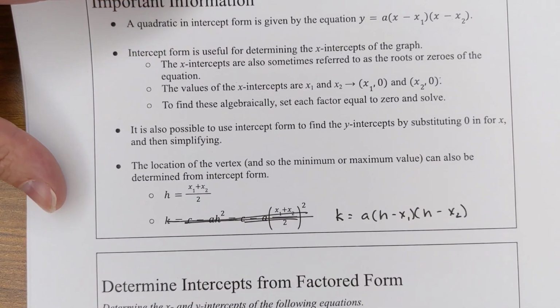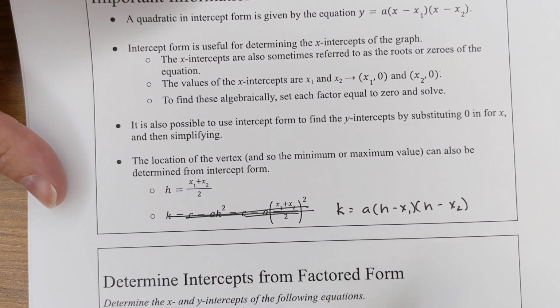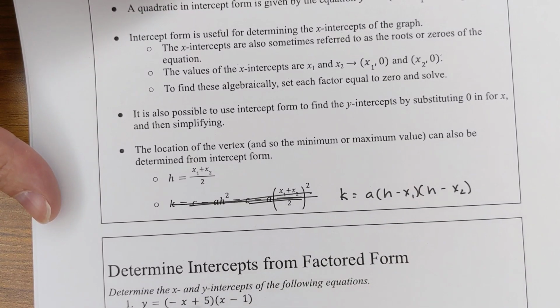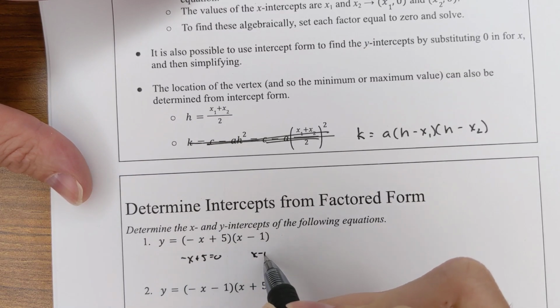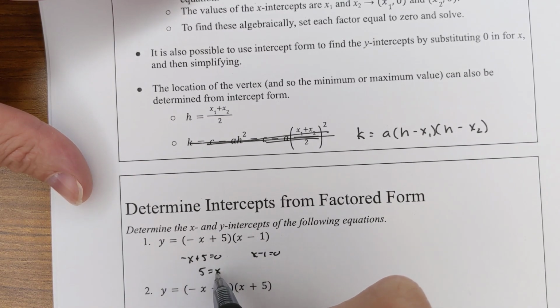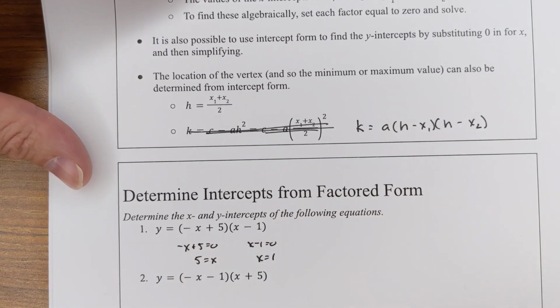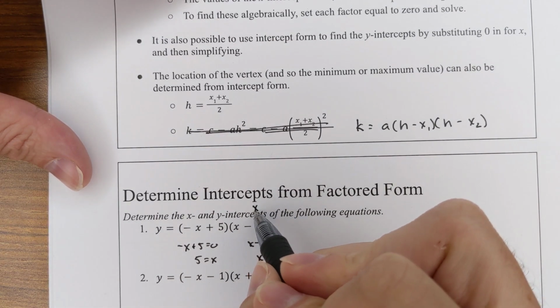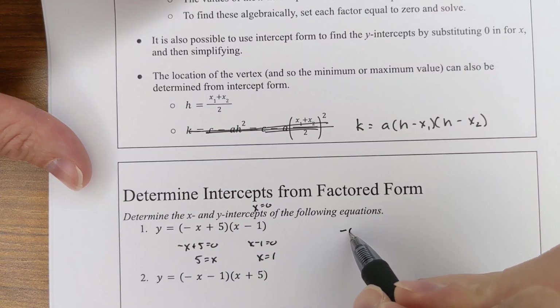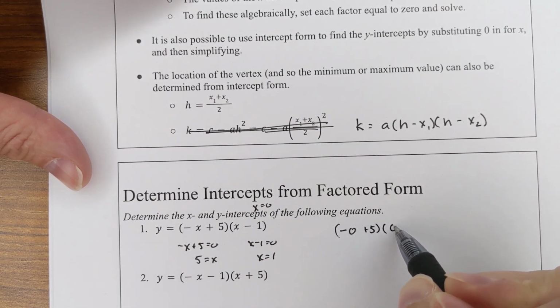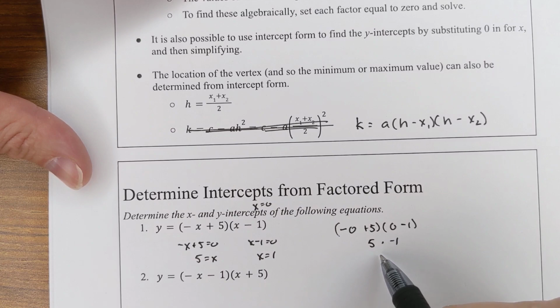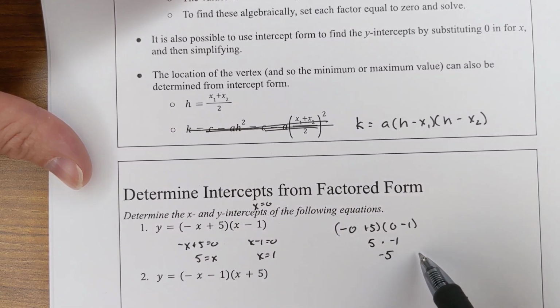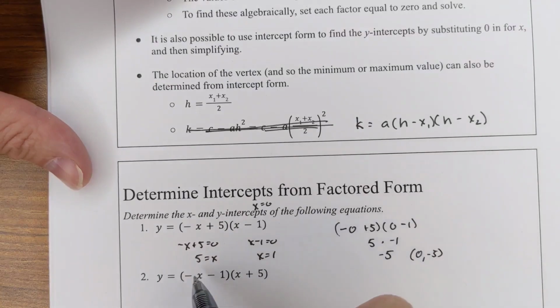Okay, so determine the x-intercepts and the y-intercepts of the following equations. So x-intercepts we can just get from our factors. So we take each factor separately, equal to 0, and solve. So this one, 5 would equal x. This one, x would equal 1. So there's our x-intercepts. To find the y-intercept, you set x equal to 0. So negative 0 plus 5, 0 minus 1. So that's 5 times negative 1. So the y-intercept will be at negative 5. So as a coordinate, 0, comma, negative 5. Over here, 5, comma, 0, and 1, comma, 0.